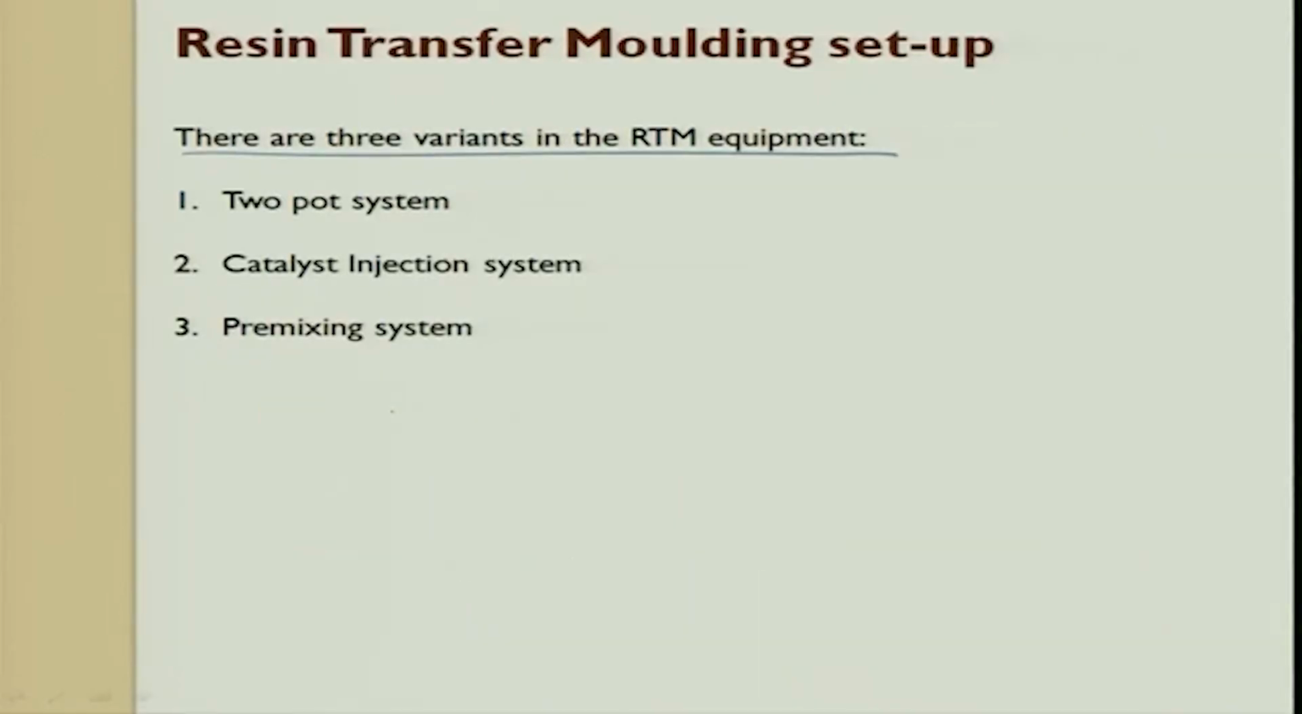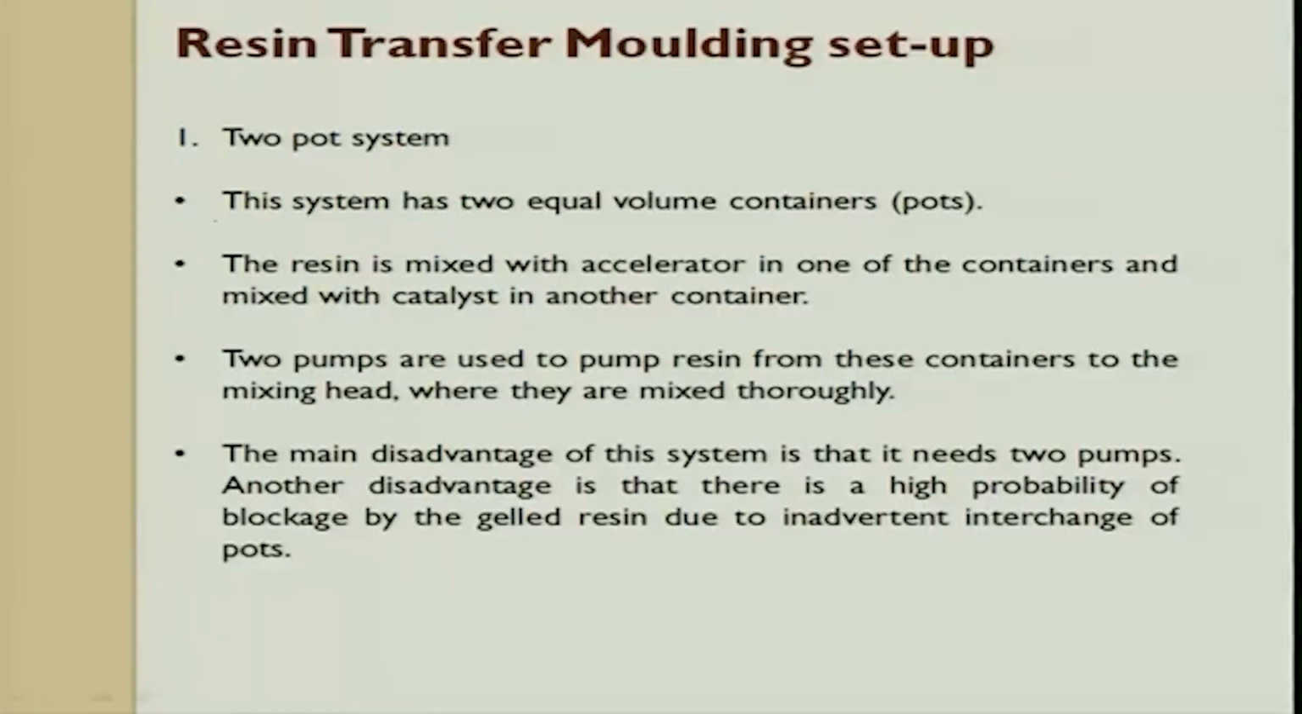Okay. Now we will see variants. There are three variants in the RTM process. One is called the two pot system, the other one is called the catalyst injection system, and the third one is the pre-mixing system. We will see all the three. When you talk about the two pot system, this system has two equal volume containers, that is a pot.